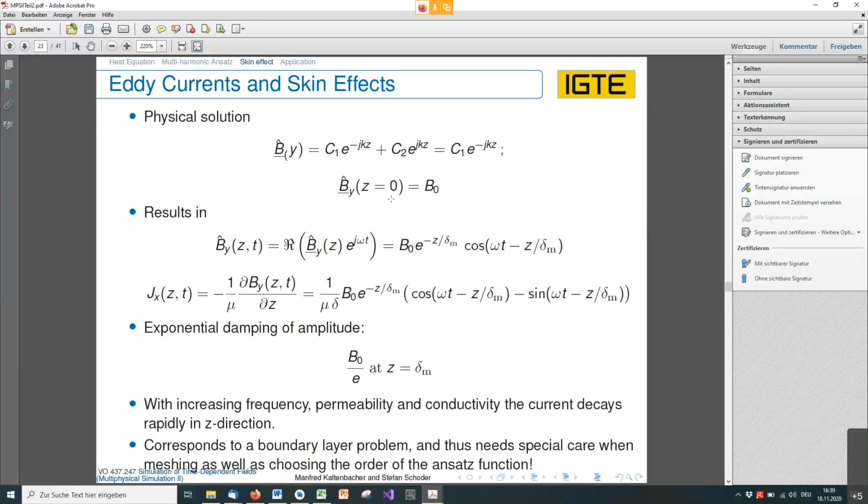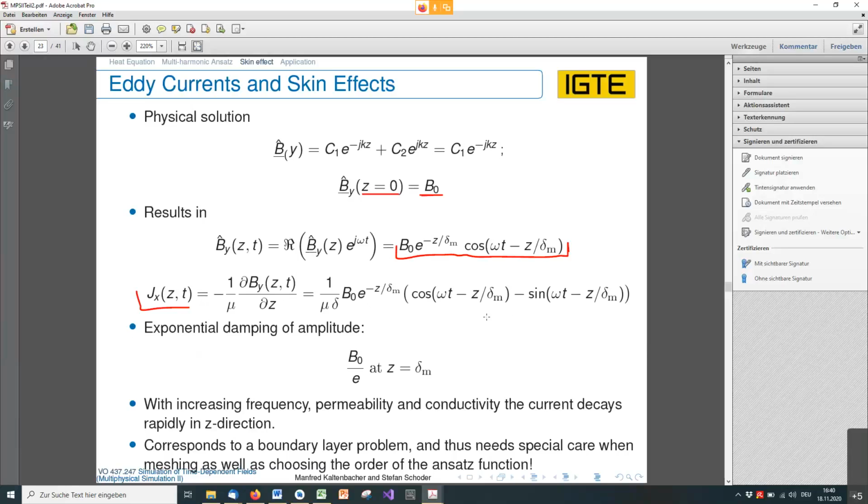Okay, then we could do a physical solution as an ansatz, as we did here, and say that on the surface we have a flux density value B null. Using this we can obtain the equation of the flux density which is decaying. And regarding the definition of the current in the x direction, we can now derive how the current decays with depth.